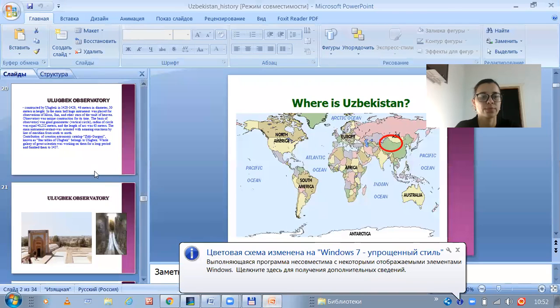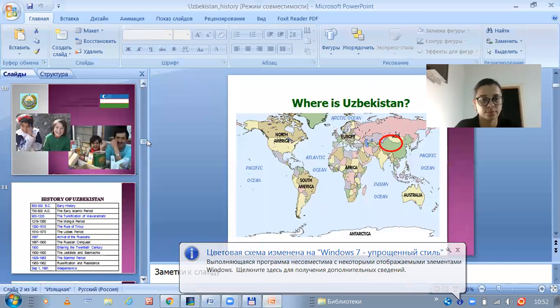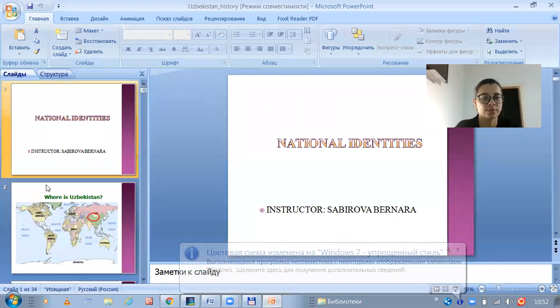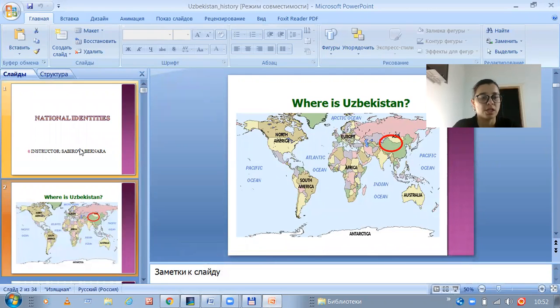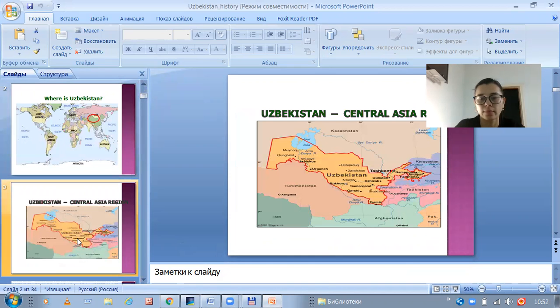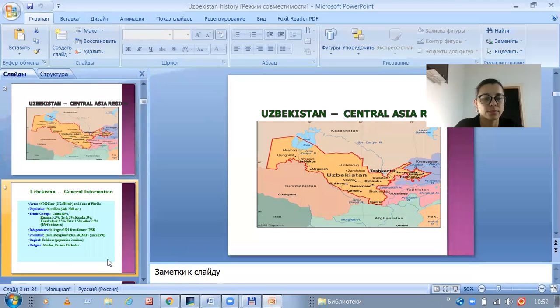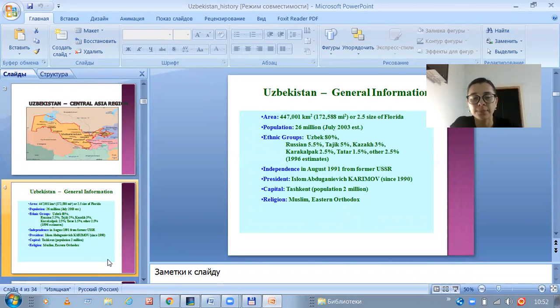Today's topic is national identities. Here is Uzbekistan that is situated in Central Asia. Uzbekistan is a sunshine country. Capital is Tashkent. And general information about Uzbekistan.